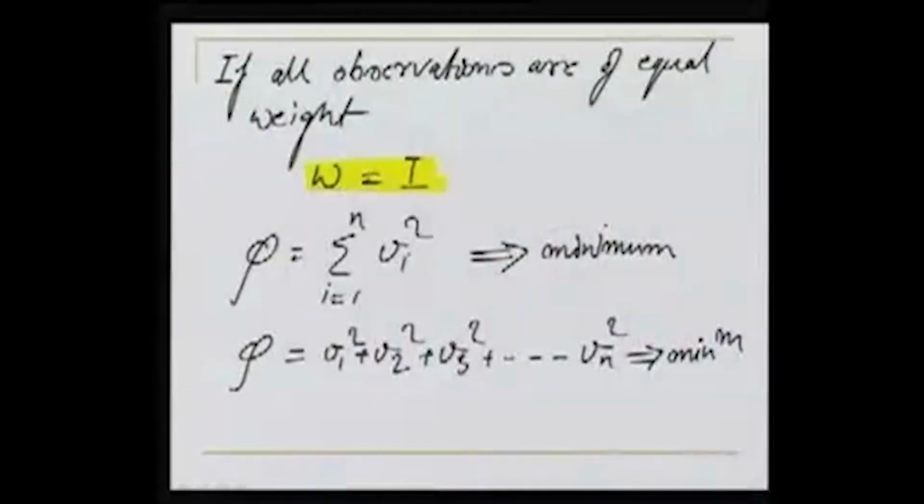Further, there may be situations when all the observations have been taken with the same weight. If we know that the weights are the same, then in that case this W matrix will become an identity matrix. If it is so, we end up with phi equal to sigma i varies from 1 to n Vi square, and we will try to make that minimum. Alright, and we can expand it further like this.